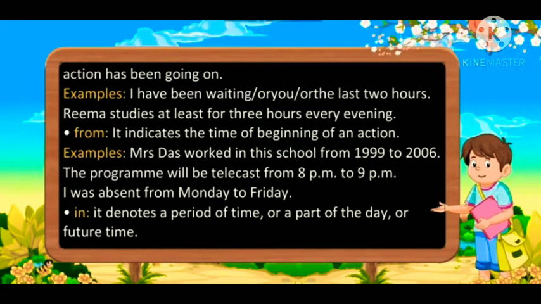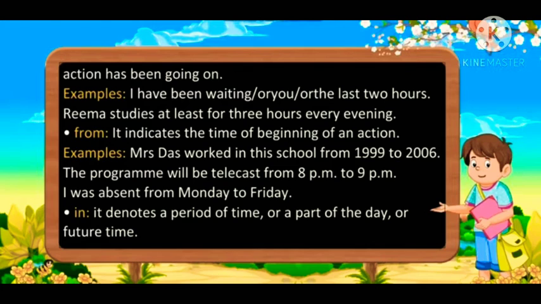From, it indicates the time of beginning of an action. Examples, Mrs. Das worked in this school from 1999 to 2006. The program will be telecast from 8 p.m. to 9 p.m. I was absent from Monday to Friday.